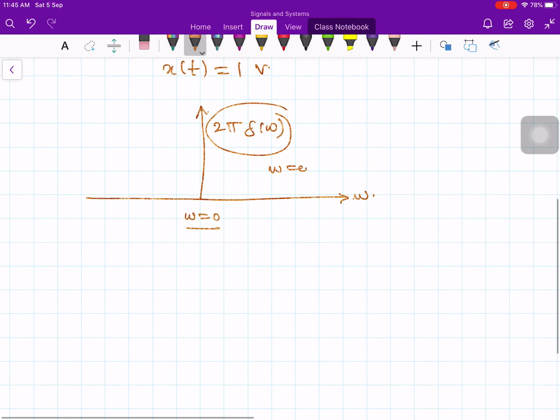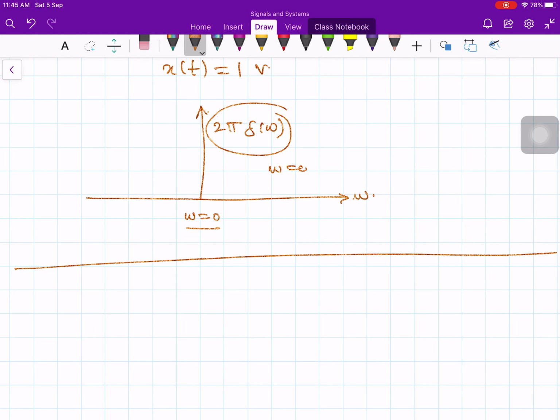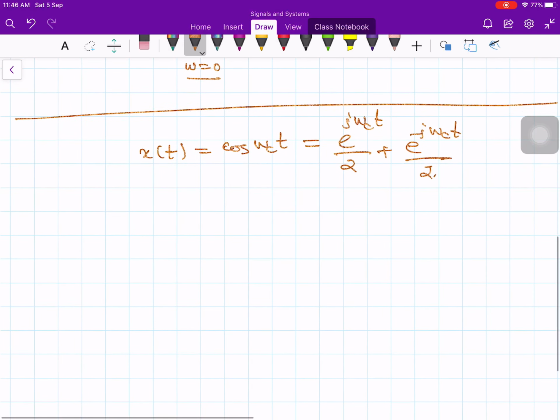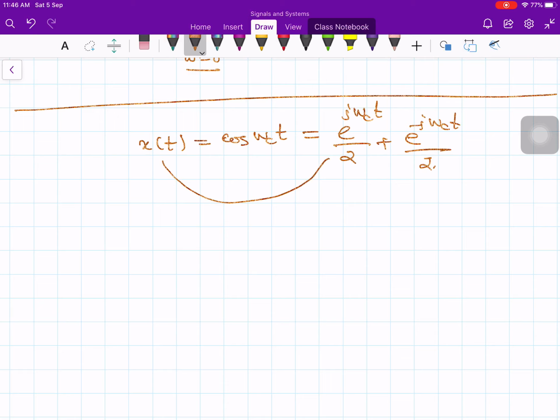Now let us extend this to a sinusoid. Suppose my signal x of t is equal to cos omega c t. I can write this cos omega c t as e to the j omega c t by 2 plus e to the minus j omega c t over 2. In other words, x of t consists of two exponential functions: 1 by 2 multiplied by e to the j omega c t, plus 1 by 2 e to the minus j omega c t.